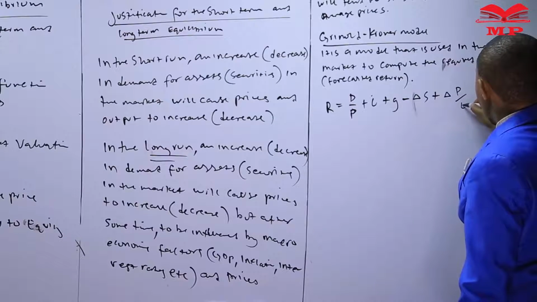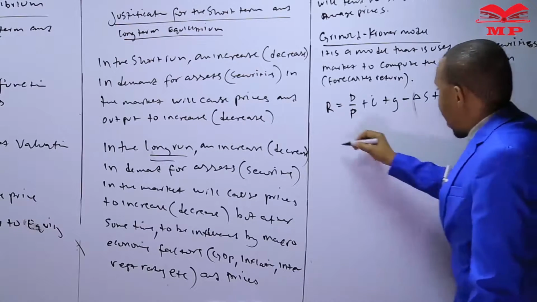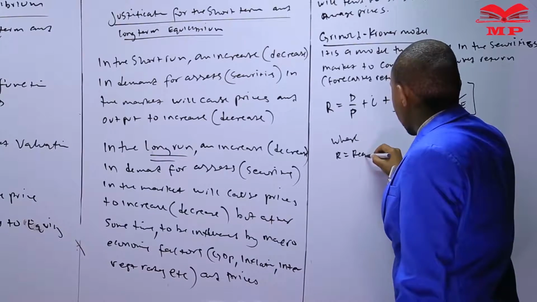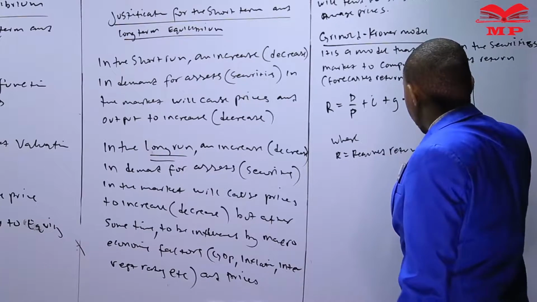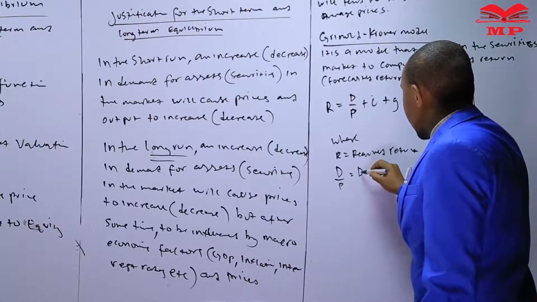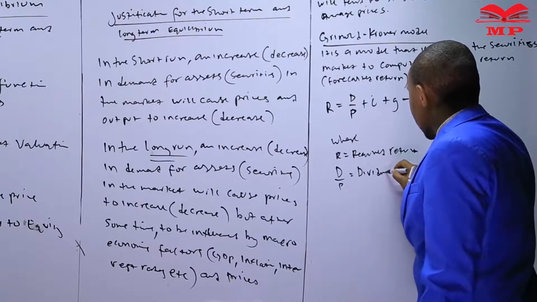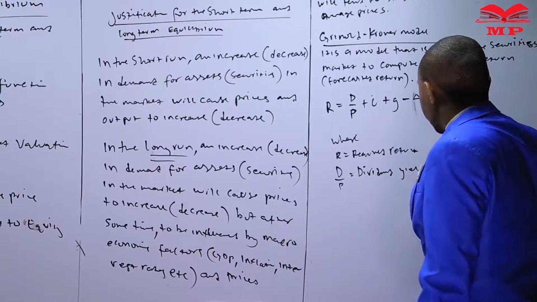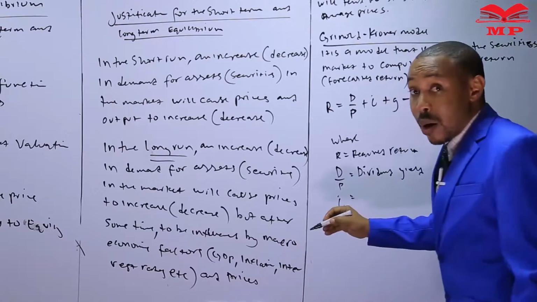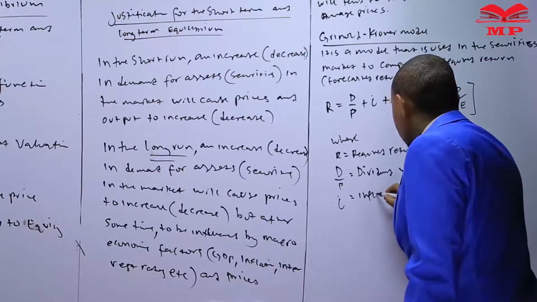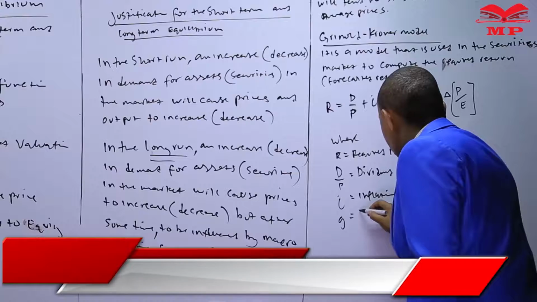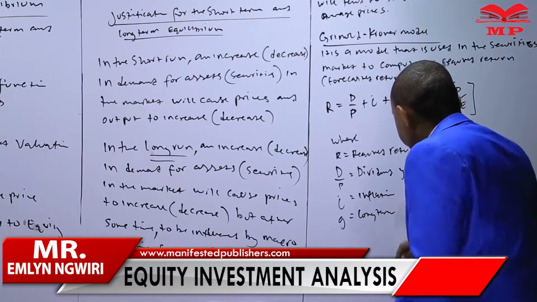In the price to earnings ratio there, R is the required return. D over P is the dividend yield. I is the inflation component, or changes in the purchasing power of goods and services. Then G is the long-term growth rate.